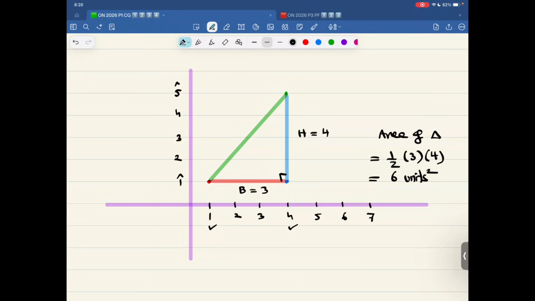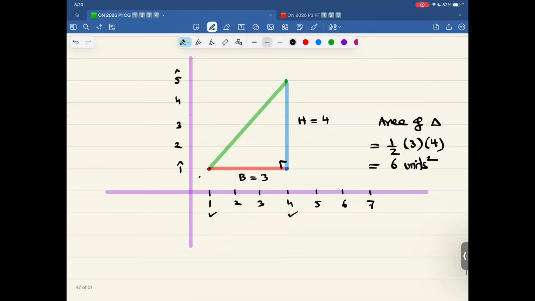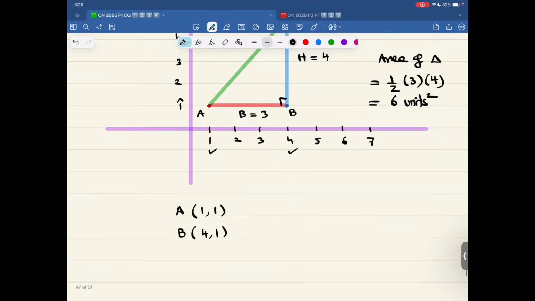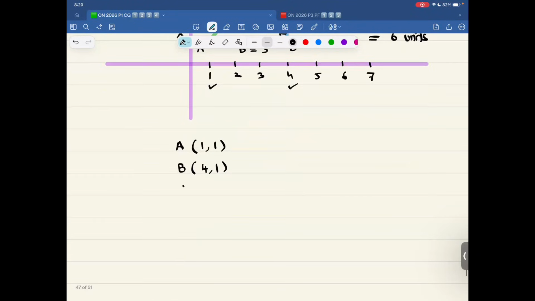A very simple thing. Now let me label this thing as A, this thing as B, this thing as C. The coordinate of A is 1, 1. The coordinate of B is 4, 1. And C is 4, 5.